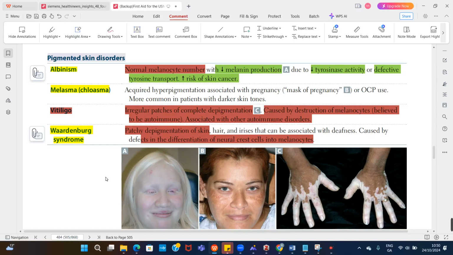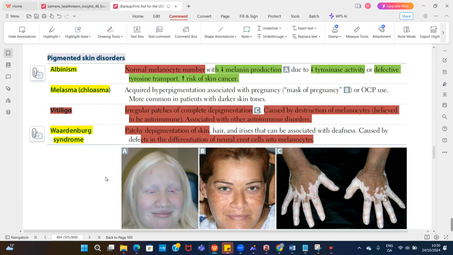So albinism is a problem of melanin production. That's it. It is not a problem of melanocyte number. We have the melanocyte in the skin, and the melanocytes produce melanin. You can have a pigmentary problem if there's a problem with the melanocyte number, or if there's a problem with the production of melanin from the melanocytes. But for albinism, it is actually a problem of production of the melanin. The melanocyte number is intact.